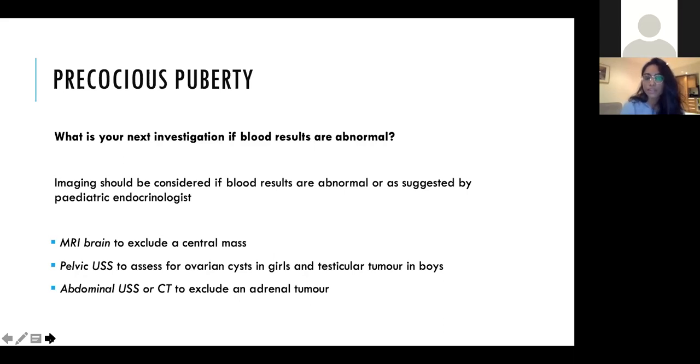Are there any ovarian cysts? You can also look at the ovarian follicles. And in boys, is there any evidence of testicular tumor? And if you're suspecting adrenal tumor, you want to do either abdominal ultrasound or CT. And if that's still normal and you're still suspecting a peripheral cause, you can do an MRI of the abdomen.